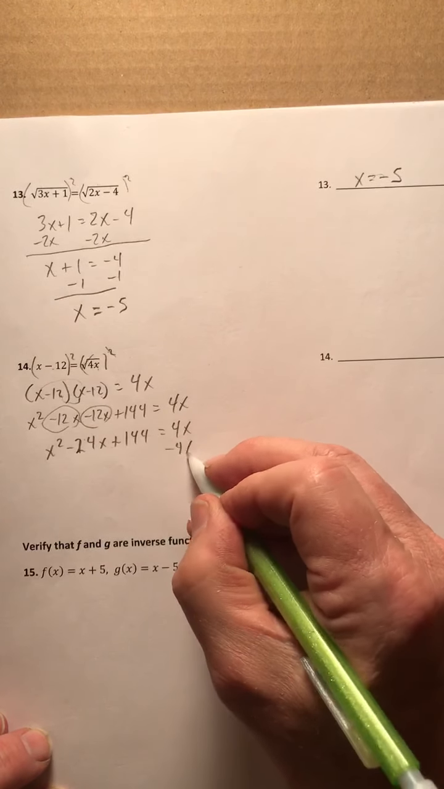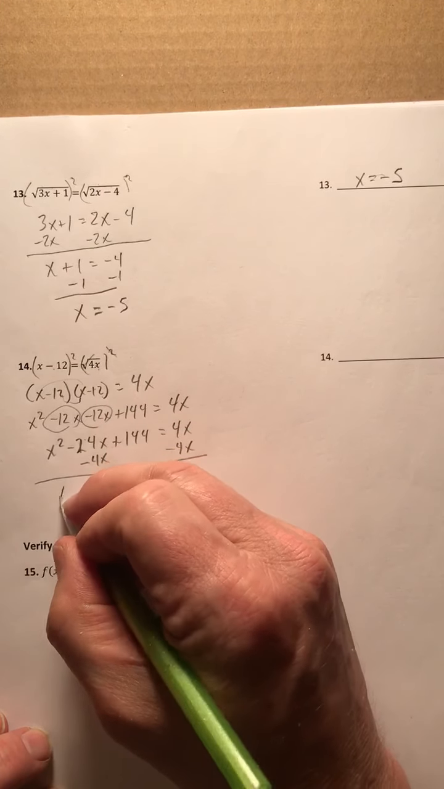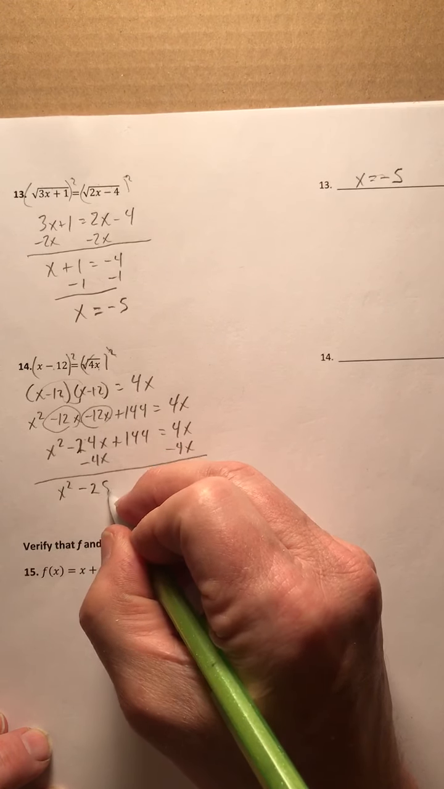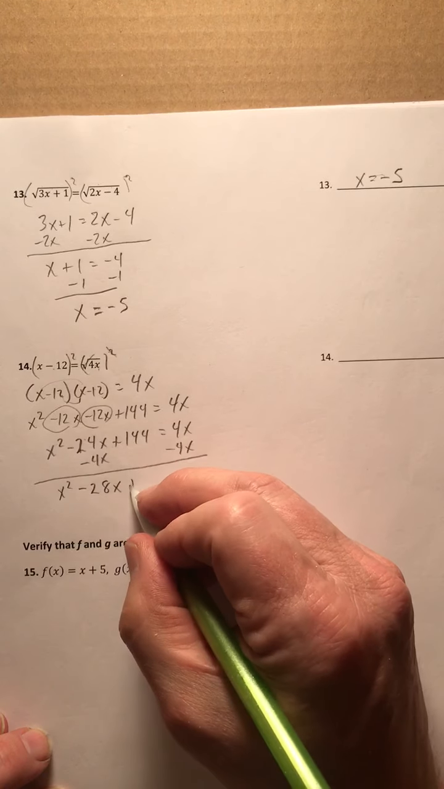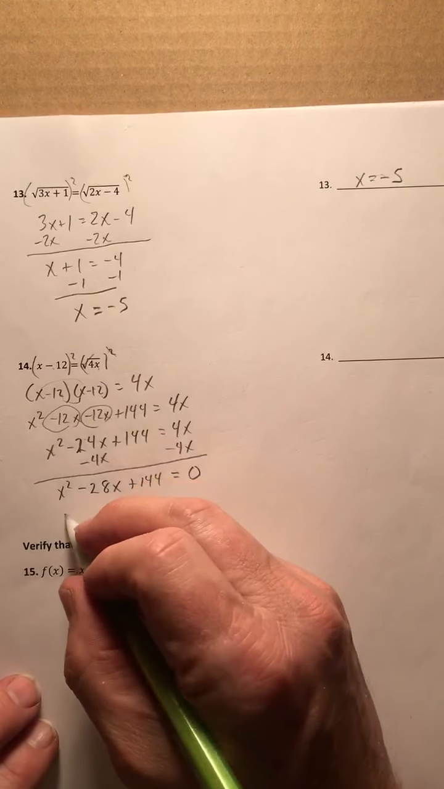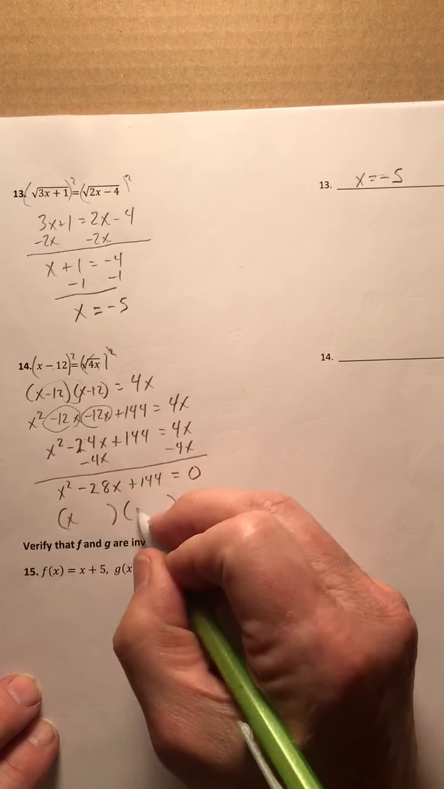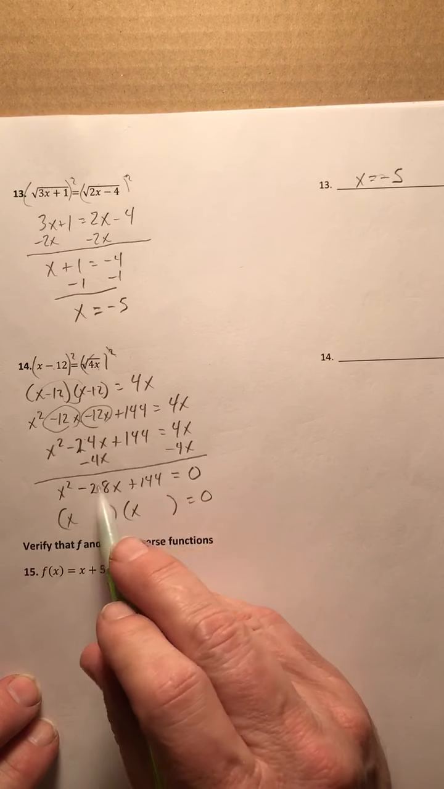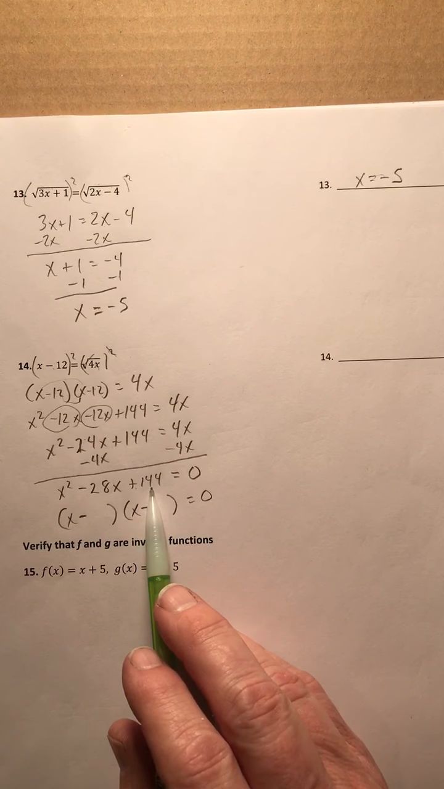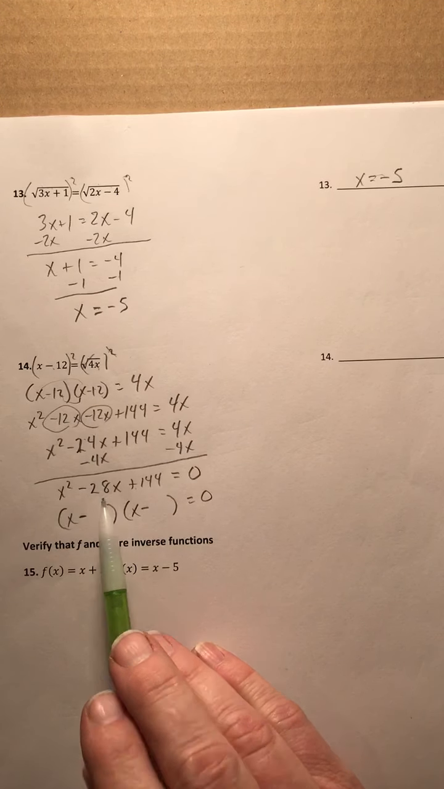Now I have to subtract 4x, and that leaves me with x squared minus 28x plus 144 equals 0. All right, so now we got to factor this out. Two sets of parentheses equals 0. X is in the front. Last sign's a plus sign, so it means signs are the same. They're both negative. Now I got to find my factors of 144 that add up to 28.